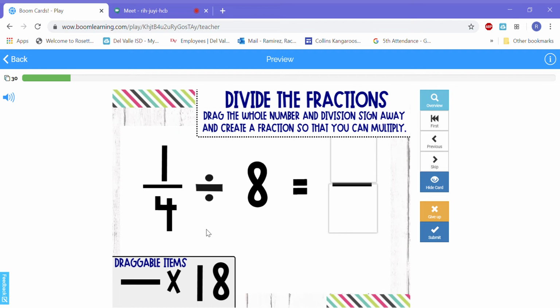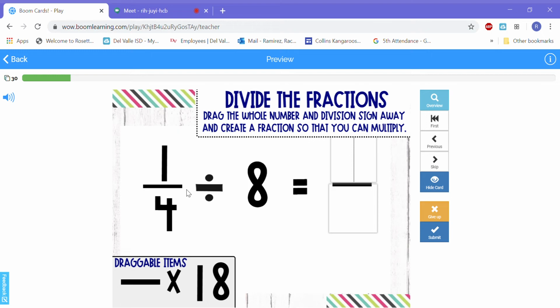You can actually drag some items, and I'll show you how to do that in just a second. So think about the strategy. What do we have to do? Okay, you said keep, change, flip. You're right. So let's look at the first step, keep. What does that mean whenever you are dividing? Keep means that you keep this first fraction the same. Don't change it, nothing. You leave it the way it is. 1/4 stays 1/4.